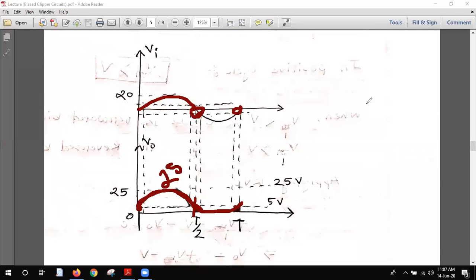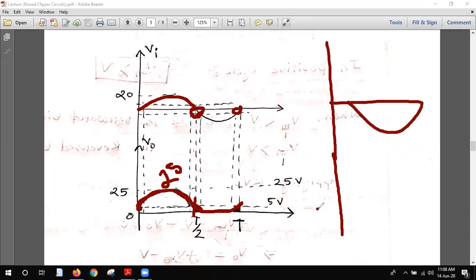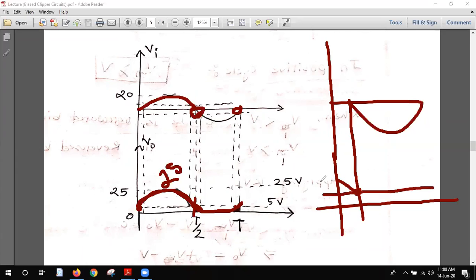Okay, so I am drawing one more time the negative cycle, because that will help you. Suppose this is the negative cycle. Let me make it the positive cycle. This is the positive cycle, finished at 5 volt. So this is the 5 volt line. The positive cycle finishes at 5 volt.